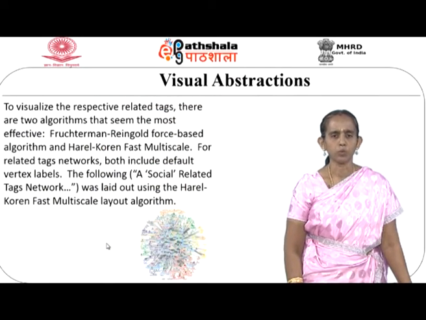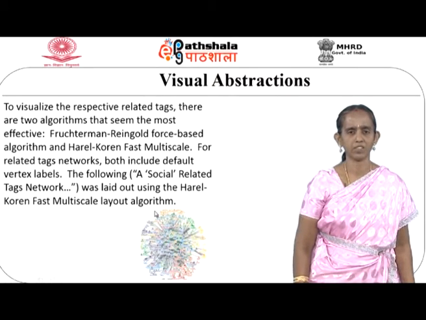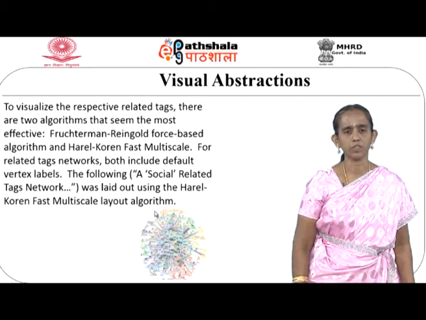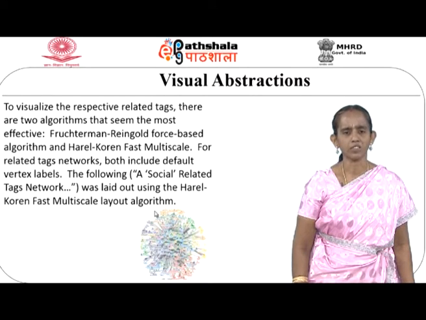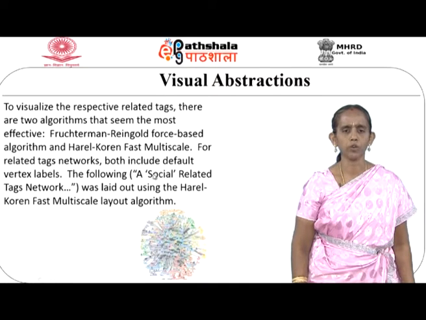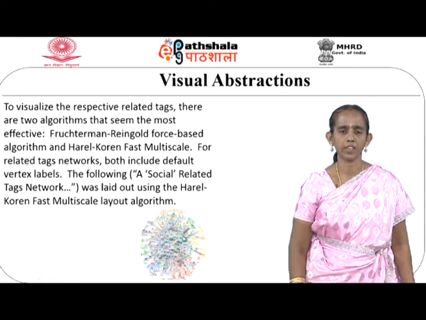Next example for visual abstraction. To visualize the respective related tags, there are two algorithms that seem the most effective, which are called the Fruchterman-Reingold force-based algorithm and the Harel-Koren fast multiscale algorithm. For related tags network, both include the default vertex labels. The following, which is a social related tag network, was laid out using the Harel-Koren fast multiscale layout algorithm, and the view is as shown below.